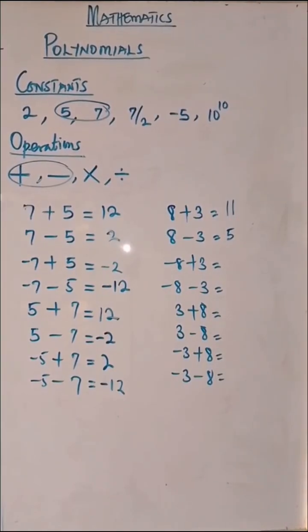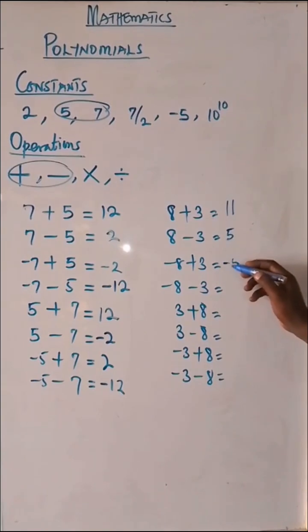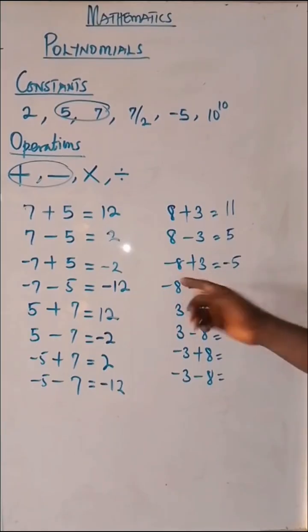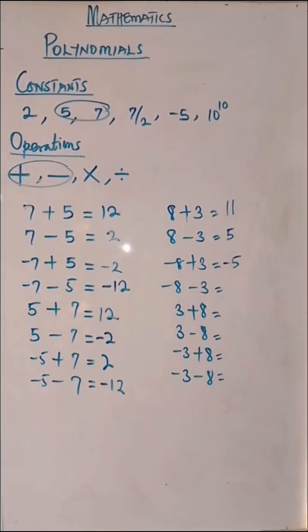You are correct, but you are wrong. The answer is actually minus 5. Why? Bigger number is 8, the answer has to be minus. The other, different sign, just subtract 3 from 8. 5. What about this one?